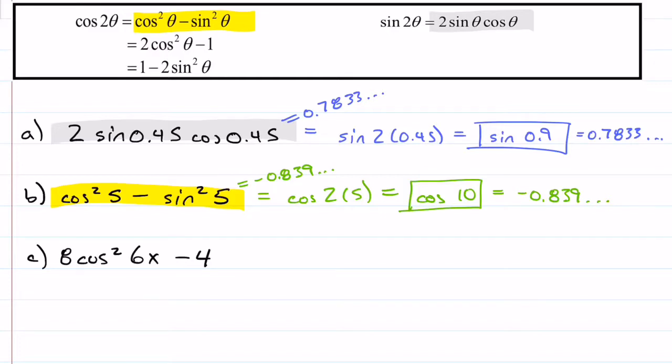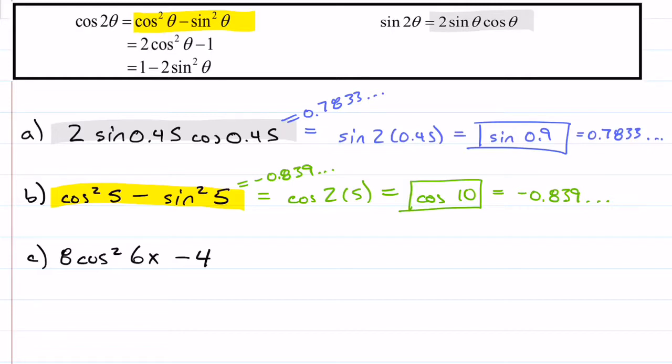For part C, we have 8 cos squared of 6x minus 4. Remember, any of these that are squared, it's really the cos of 6x all squared, minus 4. What's important here is that 6x is inside of cos. You cannot factor anything out of it, and we wouldn't even try. The 8 cos squared 6x is all one term. The biggest mistake that people make is that they often try to factor out of the angle, and you can never factor something out of the angle.